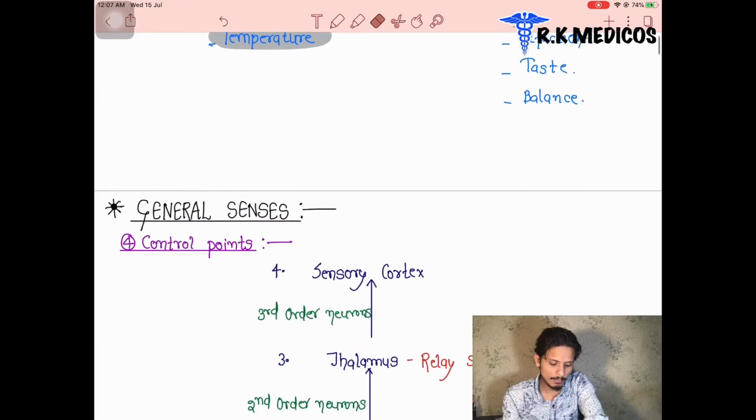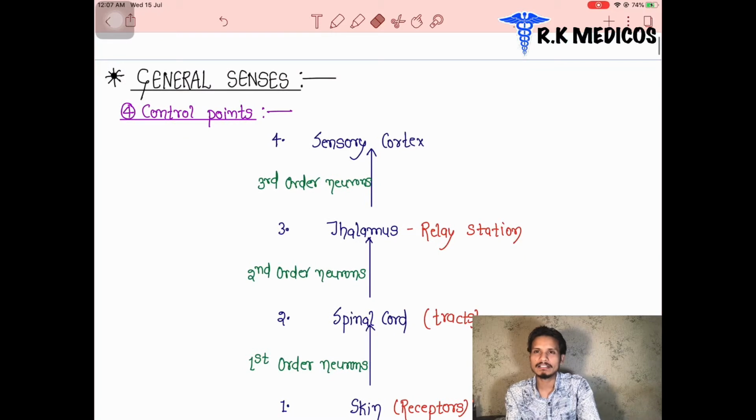Now we are going to see about the general senses. Now you see that touch, temperature and pain are the receptors.